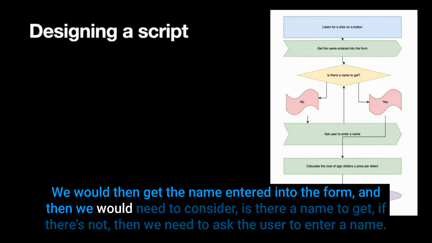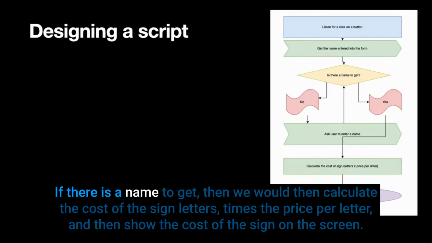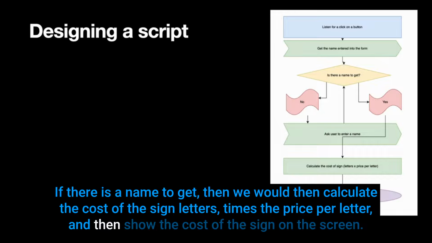And then we would need to consider, is there a name to get? If there's not, then we need to ask the user to enter a name. If there is a name to get, then we would calculate the cost of the sign, letters times the price per letter, and then show the cost of the sign on the screen.